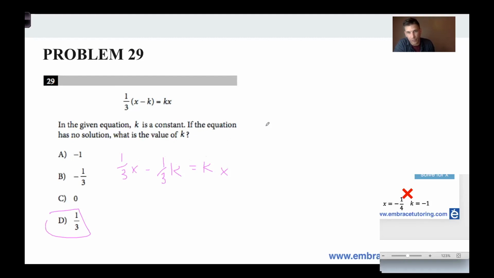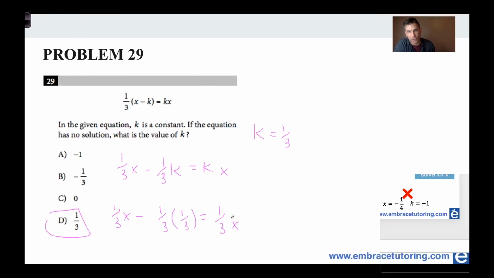Now let's plug in 1/3 for k. K equals 1/3. If I do 1/3 x minus 1/3 times 1/3 for k, and now I plug this in here, 1/3 x. Well, look what I just did. Hopefully you can tell immediately that I have a 1/3 x on this side and a 1/3 x on this side. Now this would be a 1/9. But no matter what I do, because these 1/3 x's are the same on the other side, they will end up canceling each other out. So there will be no solution, which is what makes D your best answer to this given equation.